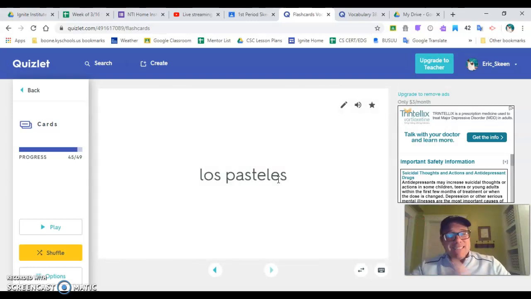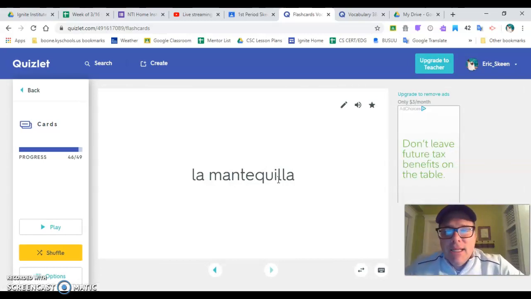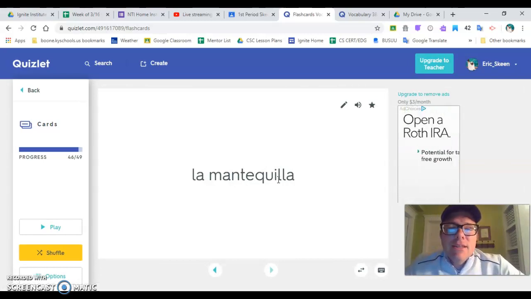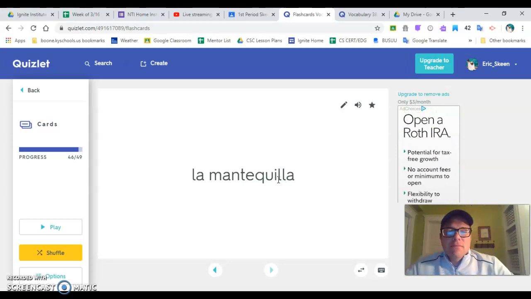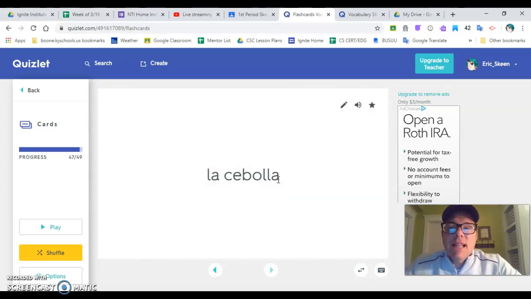Next one. Pasteles. It could simply mean just a cake, but it could also be an umbrella term for all things pastries, which a cake would probably fall under if you think about it here. Okay, the next one is la mantequilla. La mantequilla, that is butter. Mantequilla. Butter.